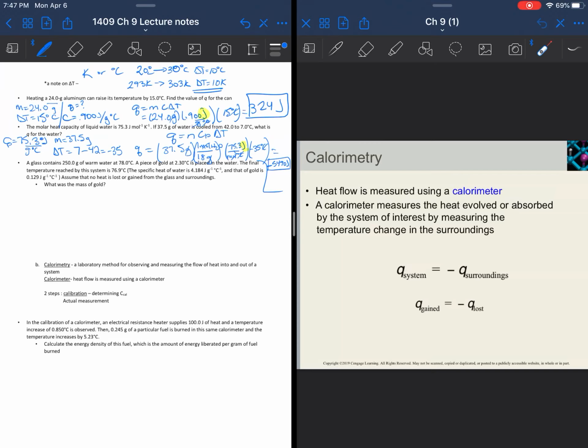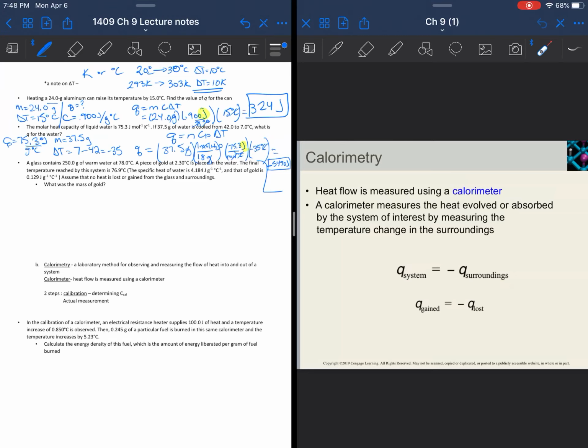Now, when we are doing calorimetry problems, heat flow is measured using a calorimeter. Because in most cases, you don't want to measure the entirety of the surroundings, right? Because the surroundings is the entire universe, and we can't really adequately respond to that in a small setting like a lab. So what we do is we try to limit what the surroundings are, the nearest surroundings that are going to be affected, and we do that with a different apparatus.